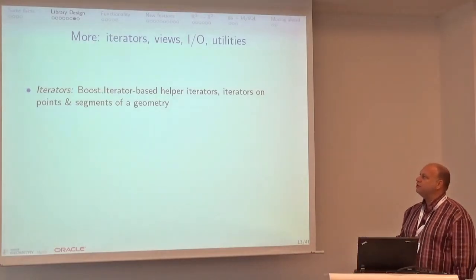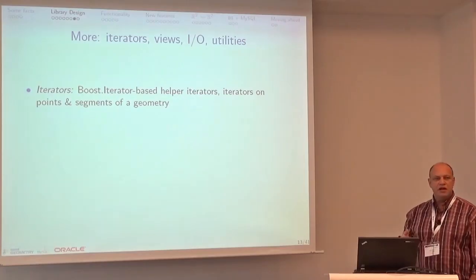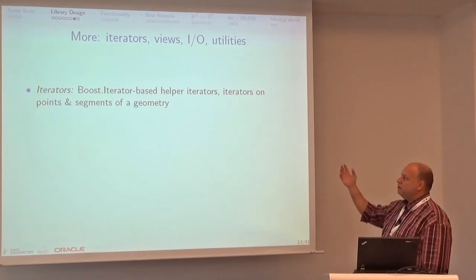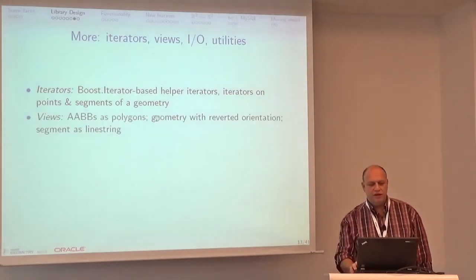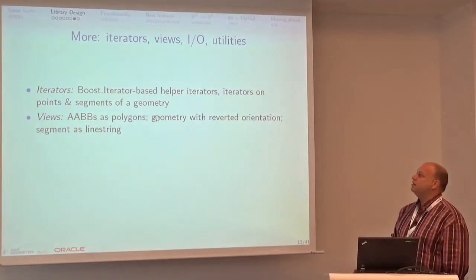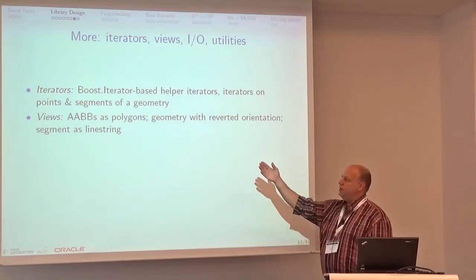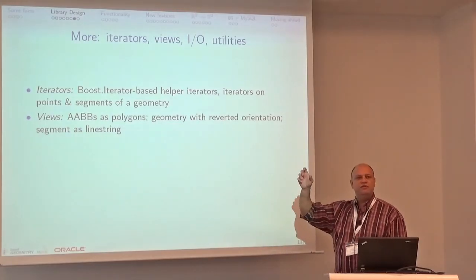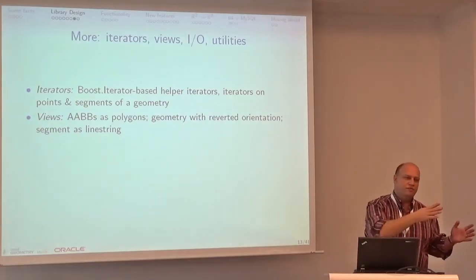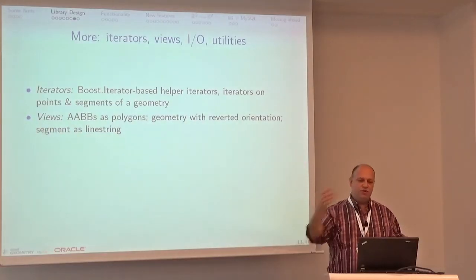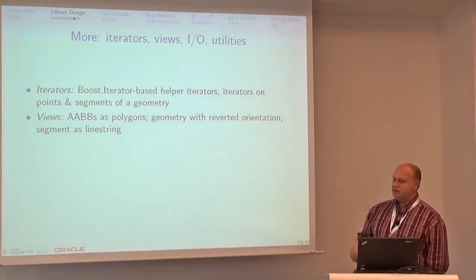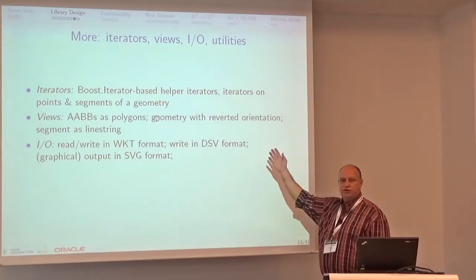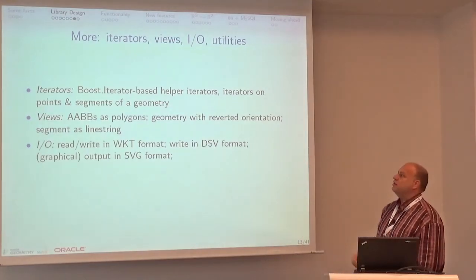We have some iterators that are boost iterator-like. They're helper iterators for our own purposes. Some of them are documented, some of them are not. There are iterators on points and segments of a geometry. And we also have views. One example view is that we want to see an axis-aligned bounding box as a polygon, or we want to see a geometry with a reverted orientation. So instead of going from point 1 to point n, you would go from point n to point 1. You want to see a segment as a line string, and so on and so forth. Unless you really want these views, you wouldn't care about them, but they're there and they're documented.